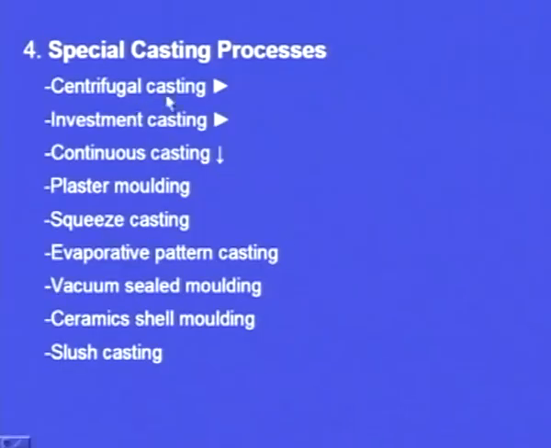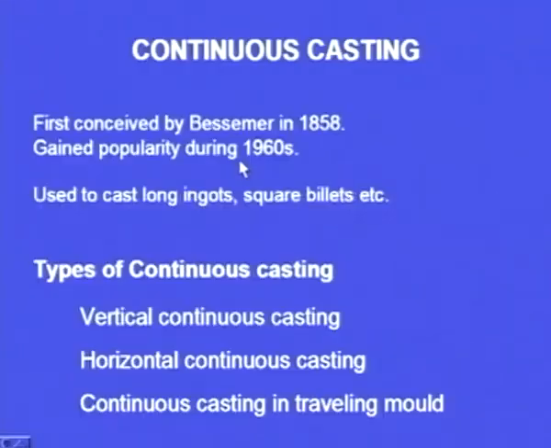So, among the special casting process, so far we have seen centrifugal casting, investment casting. Now, let us see the continuous casting. Continuous casting. So, this was first conceived by Bessemer in 1858 and this gained popularity during 1960s. This is used to cast long ingots, square billets, etc. This continuous process is three types: vertical continuous casting, horizontal continuous casting and continuous casting in travelling mold. Let us see this process in detail.